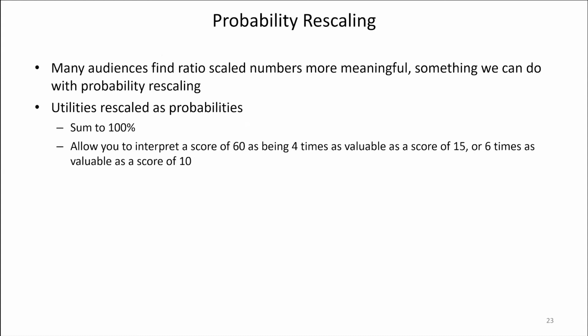And when we do this, our utilities sum to 100%, and they have a ratio level interpretation. That means that a score of 60 we can interpret as being 4 times as valuable as a score of 15, or 10 times as valuable as a score of 6. So giving respondents numbers that have a more easily intuitable meaning to them, I found to be really useful. So I typically do this probability rescaling when I'm going to show the utilities to an audience.